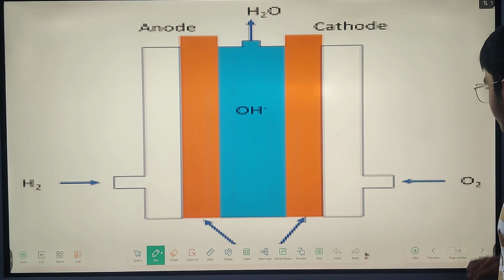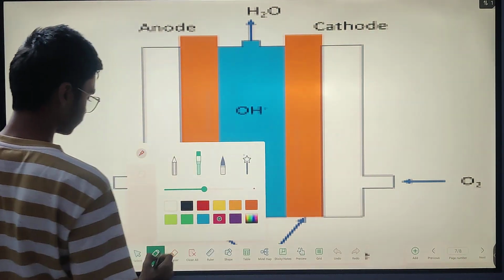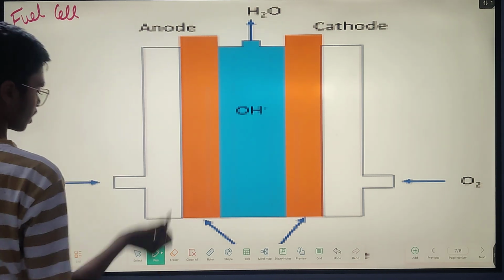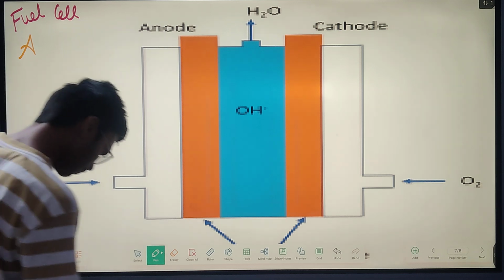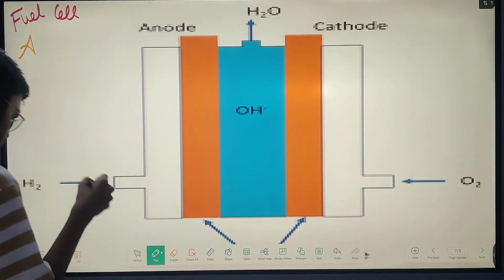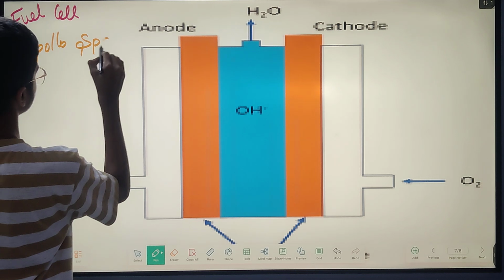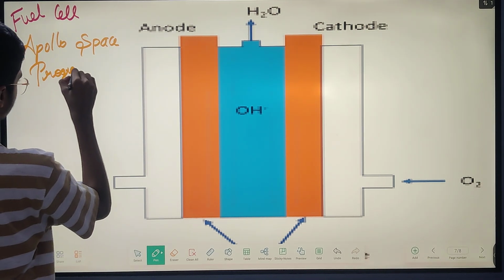Okay, next is the fuel cell. Well, for this, here even we can write. See, what is this fuel cell? A fuel cell is something that is used in the Apollo space program.